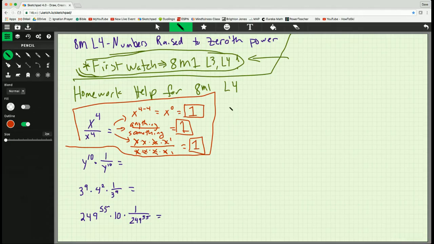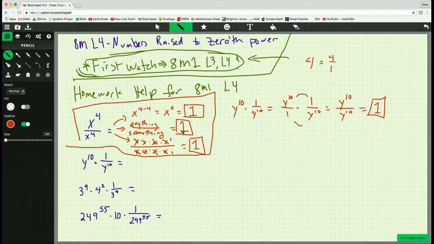So let's do number 2. This is y to the 10th times 1 over y to the 10th. Well, this is an expression times a fraction. You can't multiply an expression times a fraction without putting the first thing into a fraction. As we know, anything like 4 is equal to 4 over 1. Similarly, y to the 10th is equal to y to the 10th over 1. Then y to the 10th over 1 times 1 over y to the 10th, we multiply our numerators and multiply our denominators, and we get y to the 10th over y to the 10th. And just like x to the 4th over x to the 4th is 1, this is equal to 1. You can show it any of these three ways.